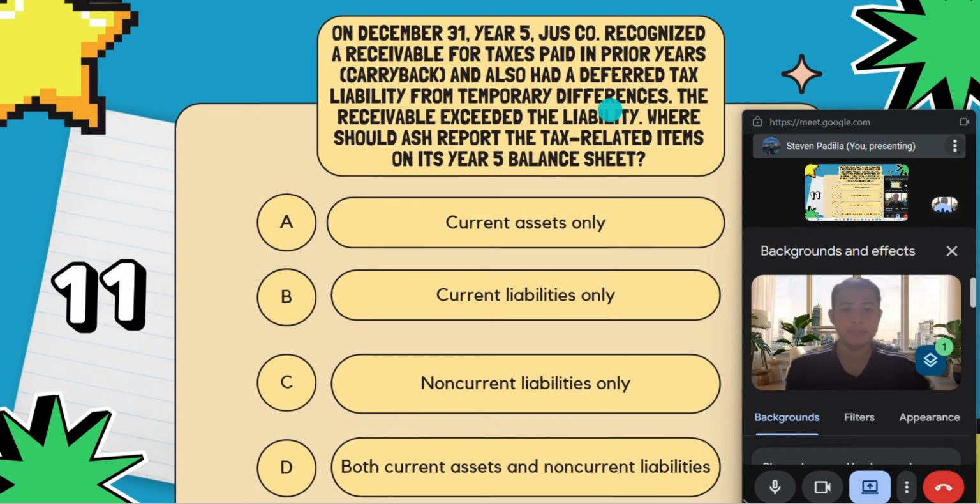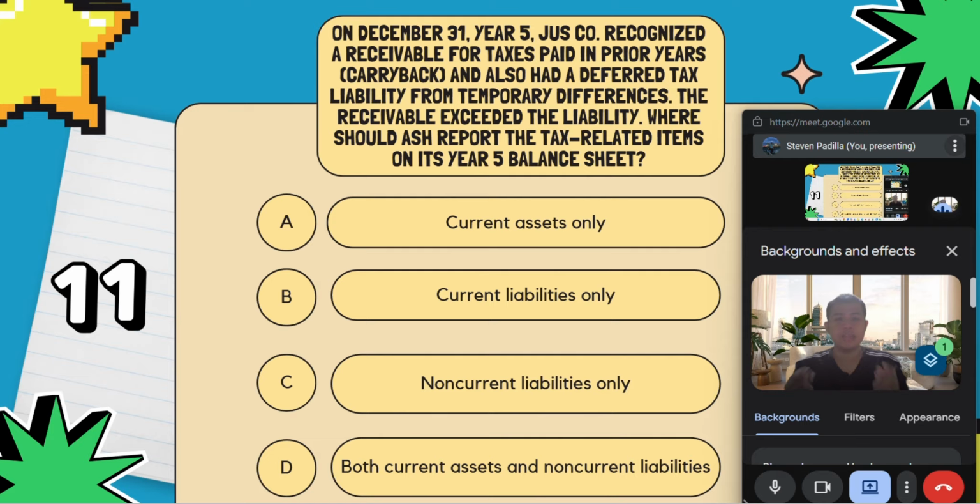On December, Draco recognized a receivable for taxes paid in prior years or carryback and also had a deferred tax liability from temporary differences. The receivable exceeded the liability. Where should Ash report the tax-related items on its Year 5 balance sheet? So, what do you think? Let me discuss first.